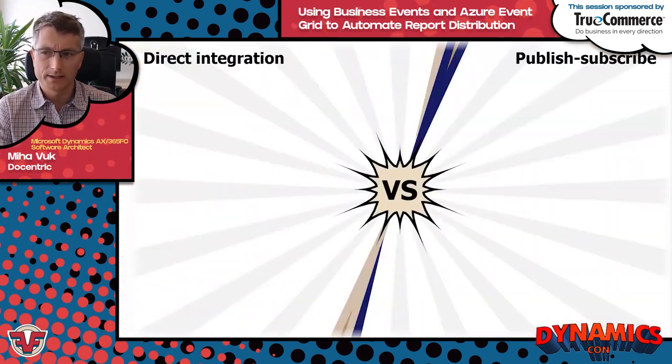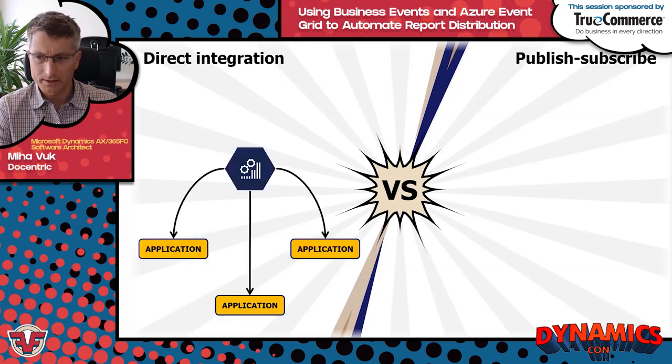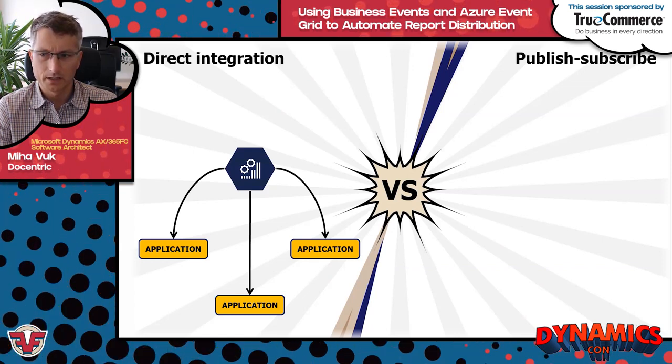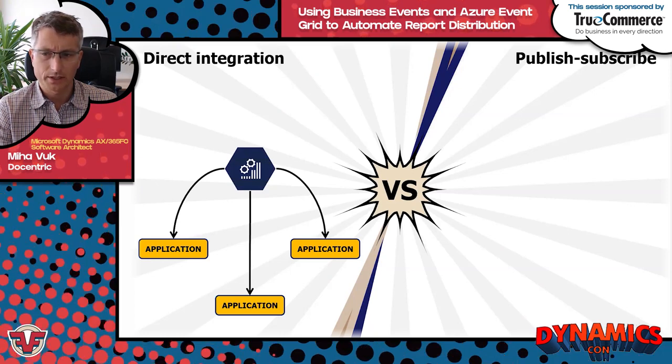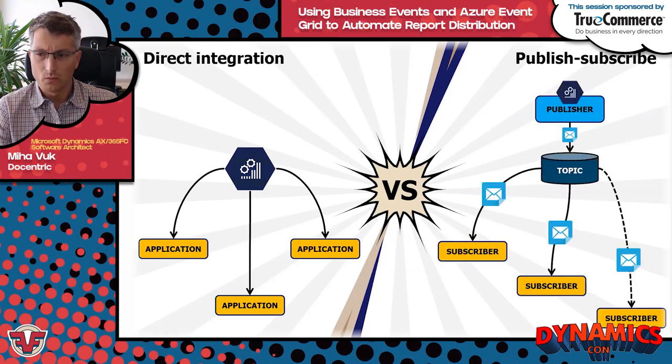Let's take a look at two basic integration approaches and explain why publish-subscribe is best suited for our use case. With direct integration, all external applications are directly connected to the central system like finance and operations. It gives you a tightly coupled system where all integration details are managed centrally. With the publish-subscribe approach, external applications just subscribe to notifications when they need it. The central system just publishes the data and does not care about the subscribers. It results in a loosely coupled system that is easier to manage.